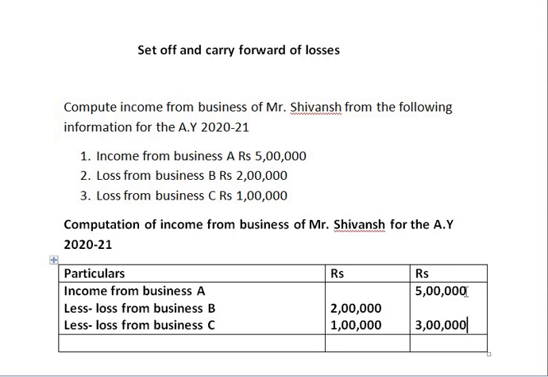5 lakh is income from business A and total business loss from business B as well as C is rupees 3 lakh. 5 lakh minus 3 lakh we get balance of 2 lakh. This is known as income from business. I hope you have understood this sum.